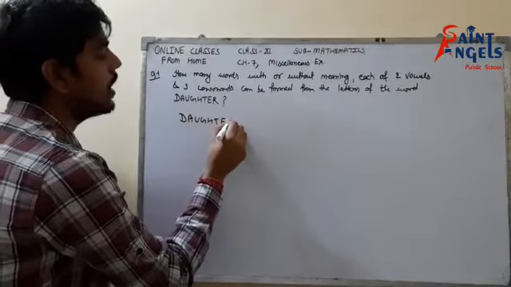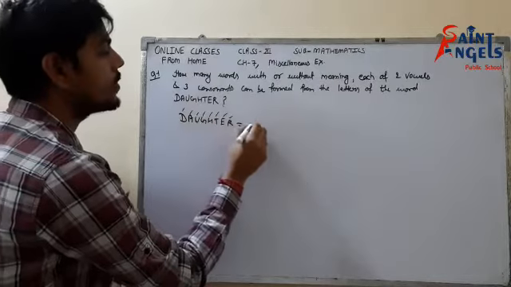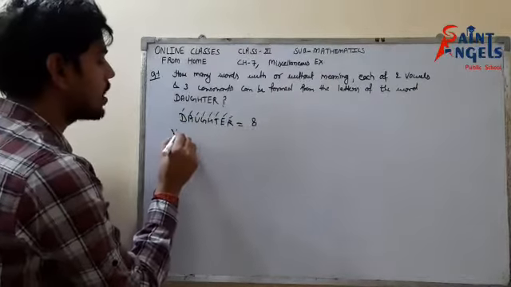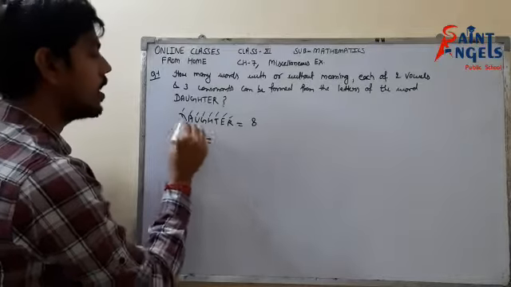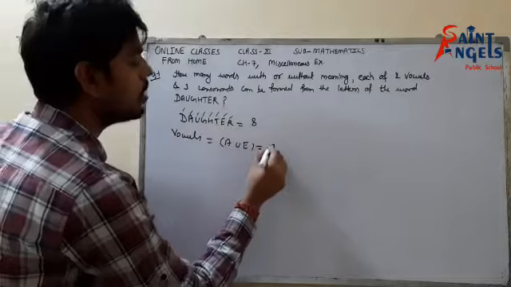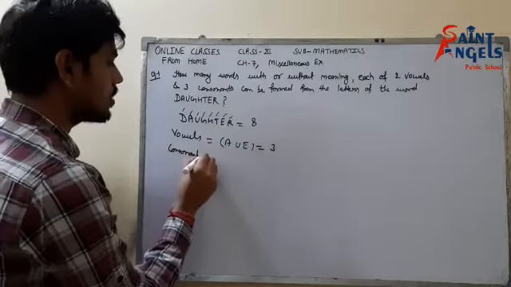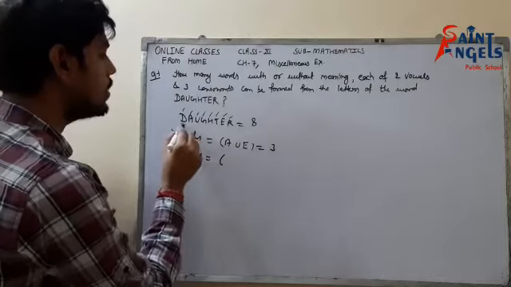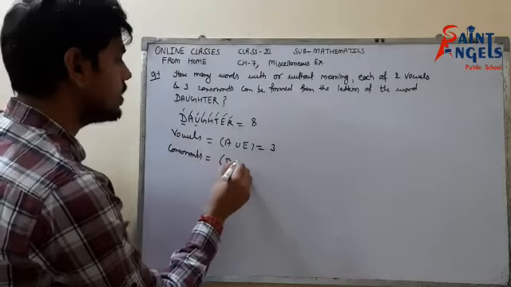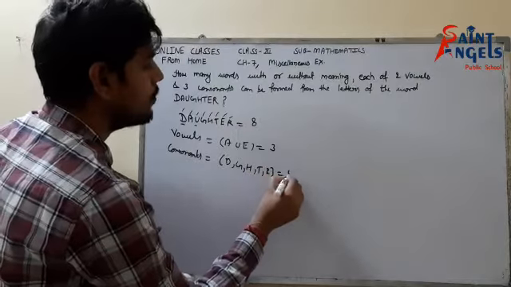Now the total letters are 1, 2, 3, 4, 5, 6, 7, 8. Okay, how many vowels are there? Vowels are A, U and E. So there are three vowels, and the consonants are D, G, H, T and R, and there are five consonants.